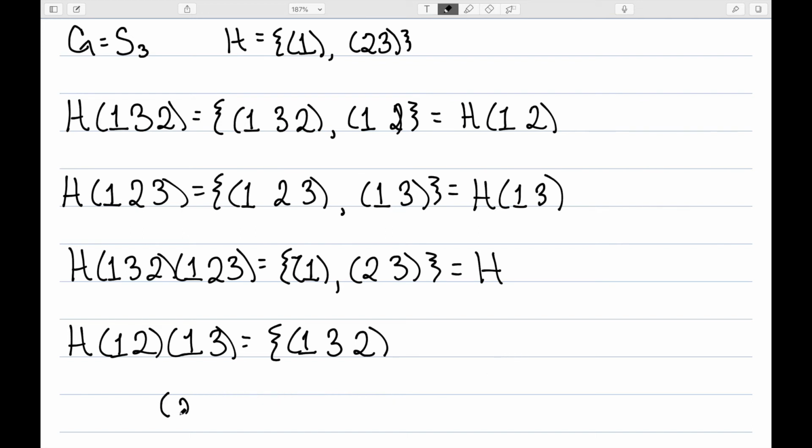The next element of H is 2, 3, composed with 1, 2, 1, 3. 1 maps to 3 and 3 maps to 2, so 1 maps to 2. 2 maps to 1, and then 3 maps to 1, 1 maps to 2, and 2 maps to 3, so the other element is 1, 2.